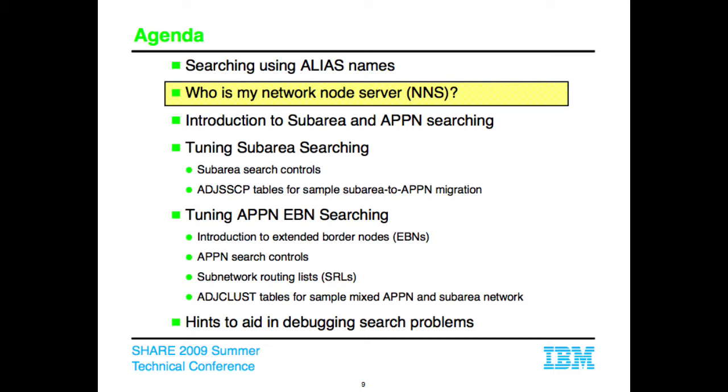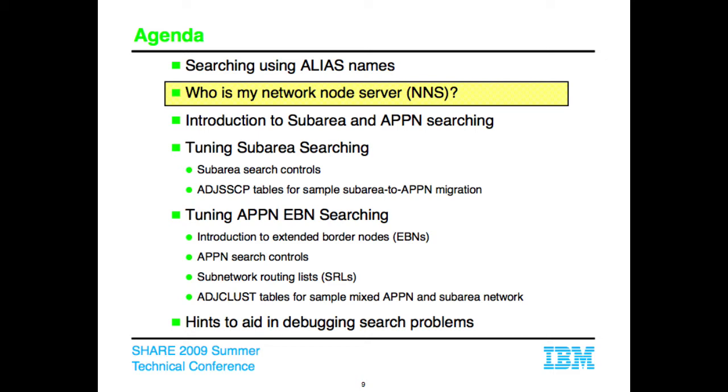The second topic that I'm going to discuss is called Who is my network node server? In an APPN network, the way you optimize searching is by sending directed searches rather than broadcast searches. But if you remember about the APPN architecture, not every network node knows about every end node. Remote end nodes on the other side of the network, I wouldn't know about unless I actually started a session with them. So it's not necessarily possible for me to send a directed search to every possible end node.